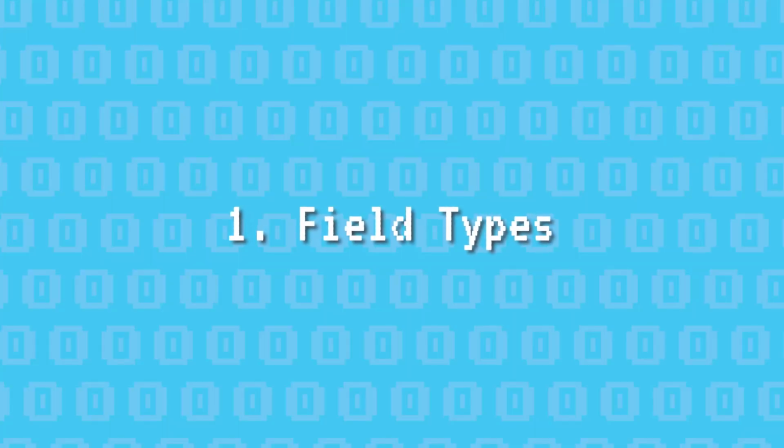So now that you understand the core differences between the two, let's get into some of the actual feature differences and what sets Airtable apart from Google Sheets. So first up is field types.